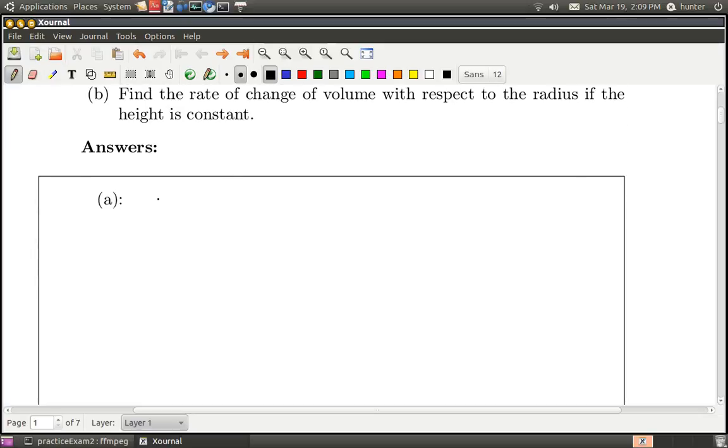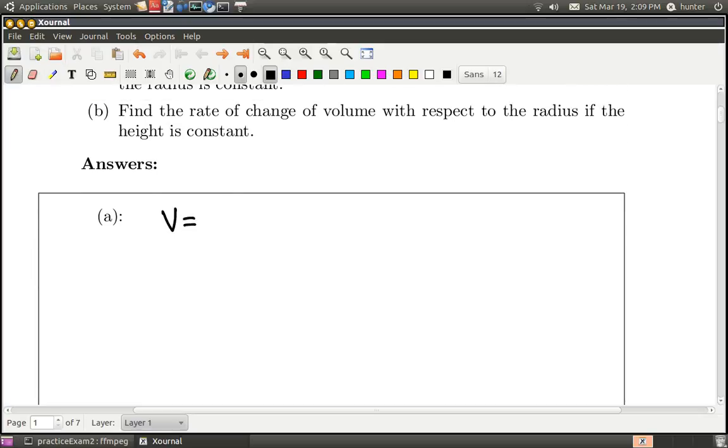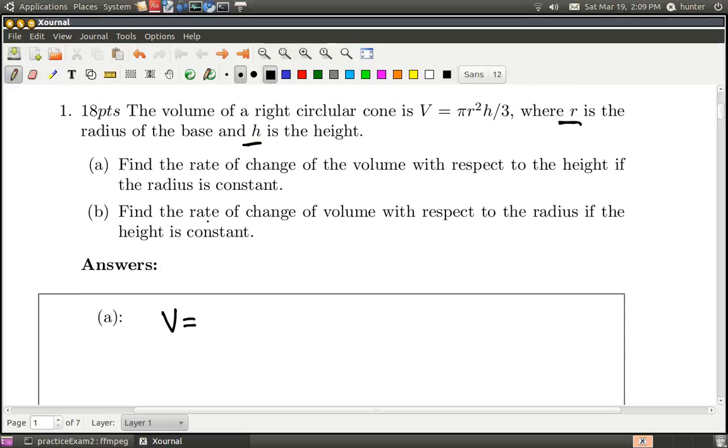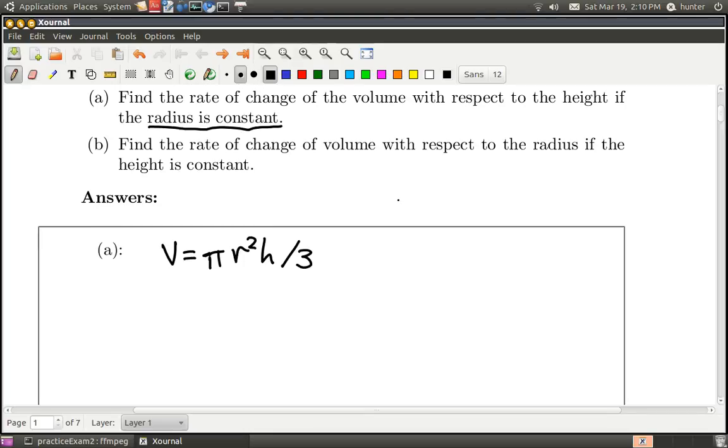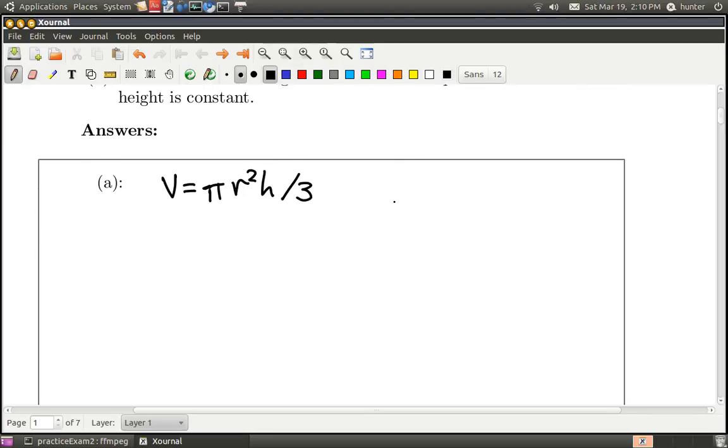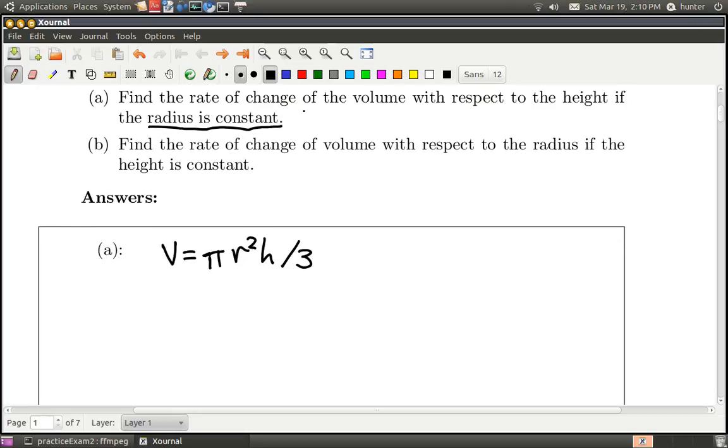Okay, so in A here, let me copy down the formula. So the formula is V equals pi r squared h over 3. Okay, so in this first problem we're going to pretend that the radius is just a number. So pretend like it's 2 or something. You can even just write it as 2 in your formula if you want, and then take the derivative and then put it back as r after you get done.